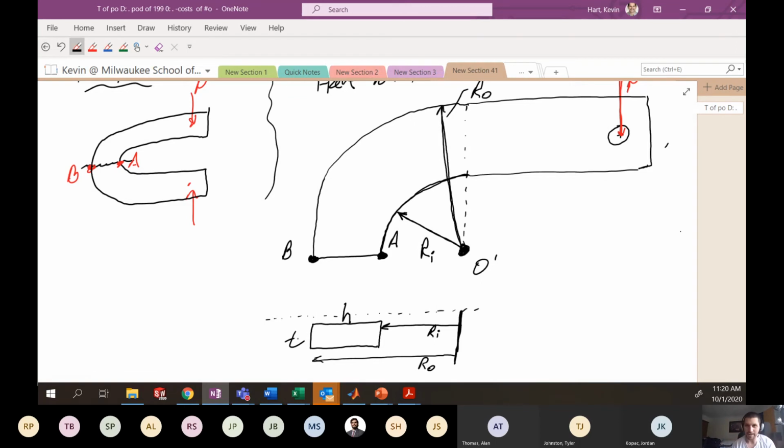This cross section also has a centroidal location. Obviously, that's halfway through the cross section. It's here, the location of the centroid for this particular cross section. So the distance from here, this is O prime, to the centroid, this here is my variable little r bar. I think it's pretty easy to see that little r bar is R_I plus R_O over 2, the average distance between the inner and the outer radius.